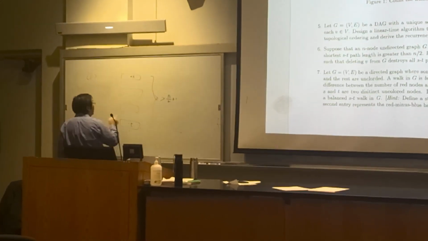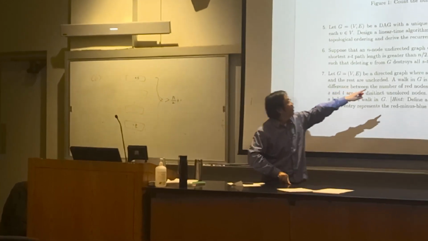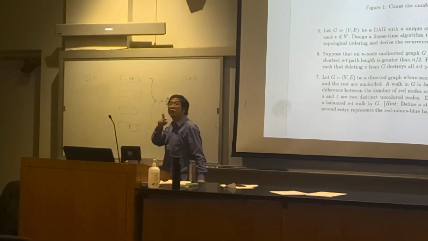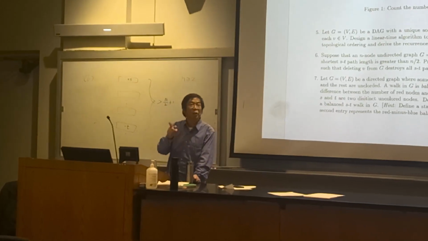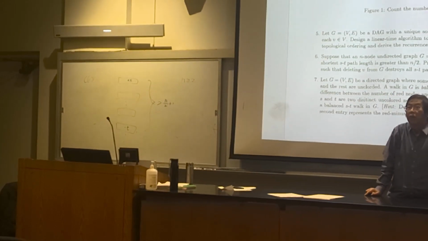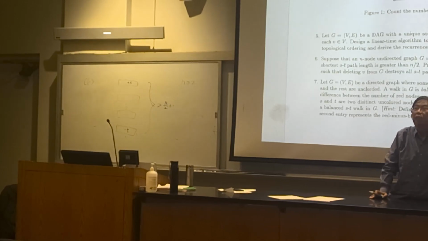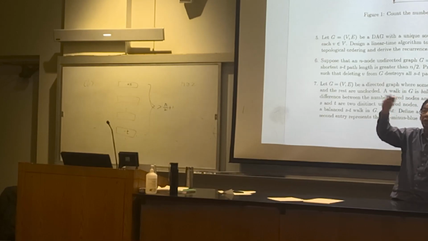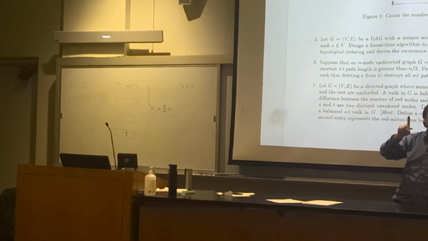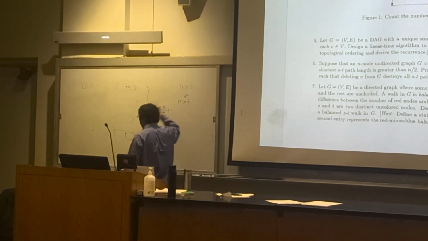So let's look at n. N must be at least 3. First, n must be at least 2 because we have 2 nodes S and T. N cannot be 2, because S and T have a path of length greater than half of n. If n equals 2, then the length is 1, which equals half of n. So n cannot be equal to 2. So n must be at least 3. This is from the assumption.